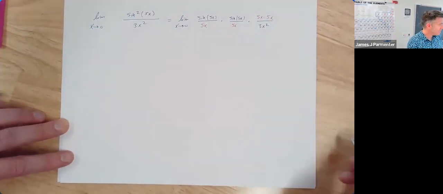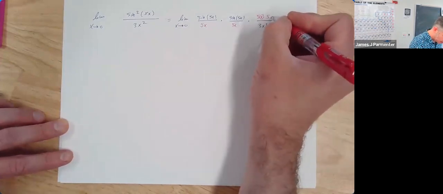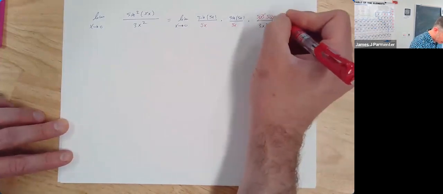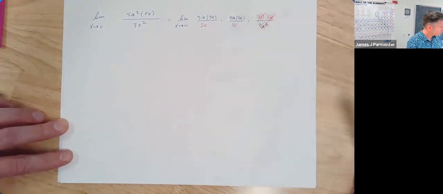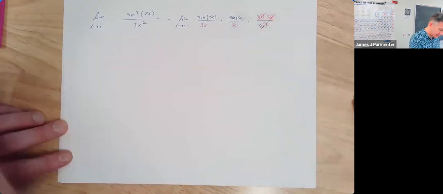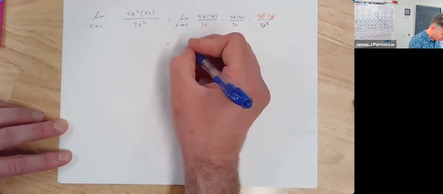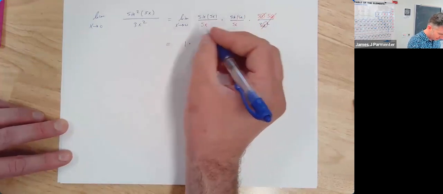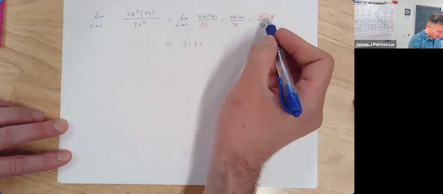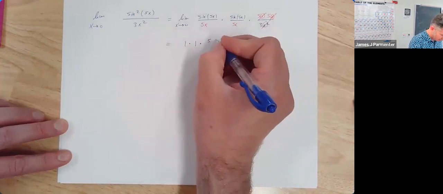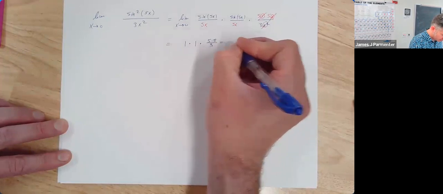Here the x's are going to cancel. Great. This x times this x is x squared, and it definitely cancels with that x squared there. So then here's what I would say my answer is. Sine of 5x over 5x goes to 1. Sine of 5x over 5x goes to 1. And 5 times 5 over 3 is 25 over 3, the x is canceled.